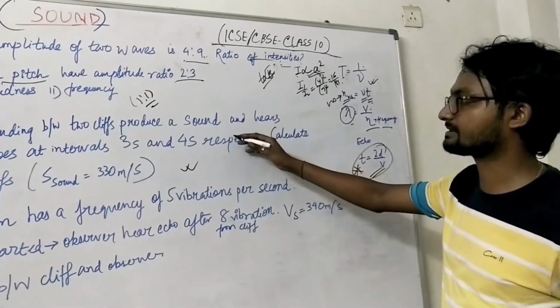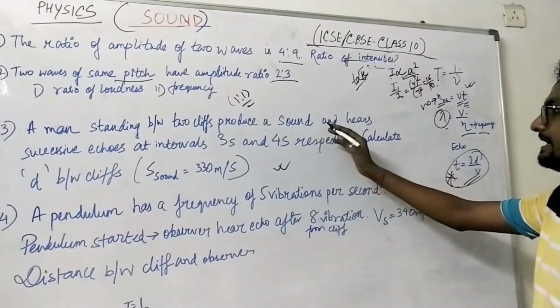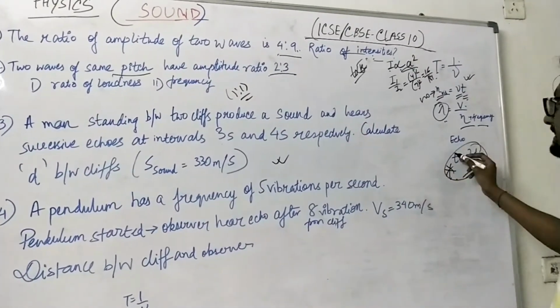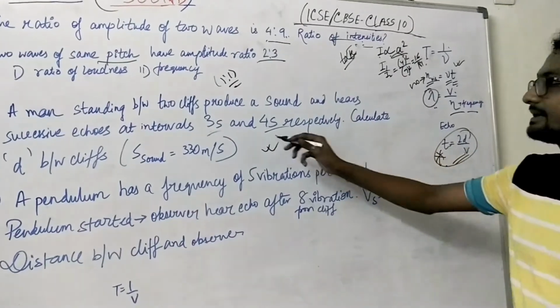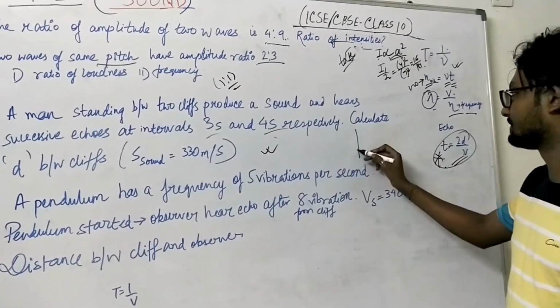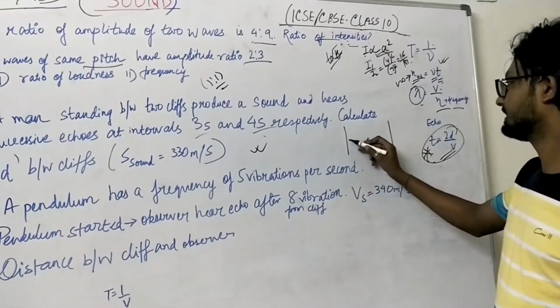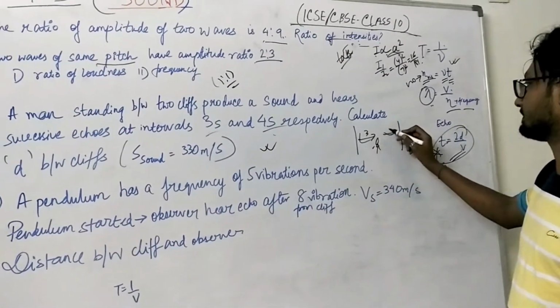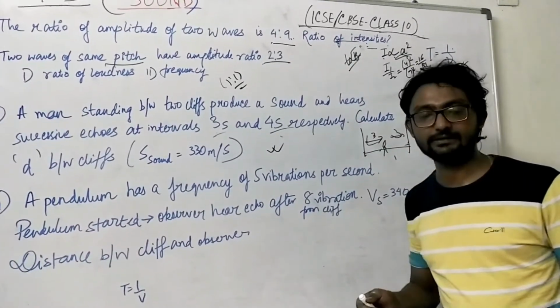And over here also the same formula will be applied. A man standing between two cliffs produces a sound, with echo intervals of 3 and 4 seconds. Over here t is 3 and 4, and again t. So you have to calculate the distance between the cliffs. If these are the two cliffs and the man is standing over here, then you have to calculate what can be the distance between the two cliffs. You guys calculate it and tell me in the comment section.